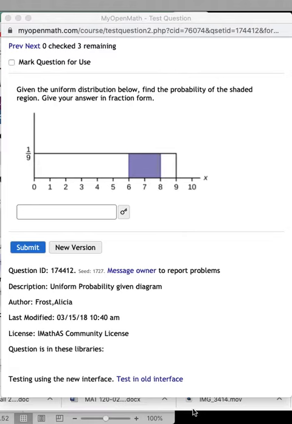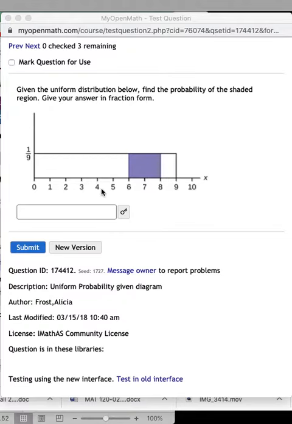The problem shows a uniform distribution. Why is this uniform? Well, the x-axis is your random variable. It's something that goes between 0 and 9. And your y-axis is your probability. In this case, it's at 1/9.